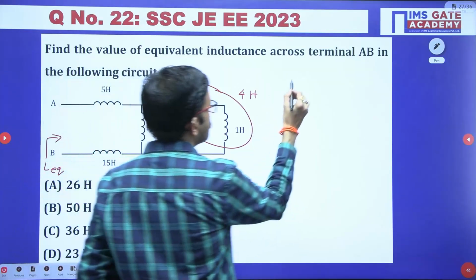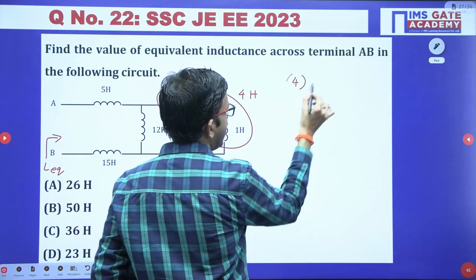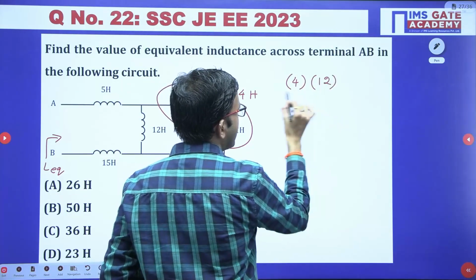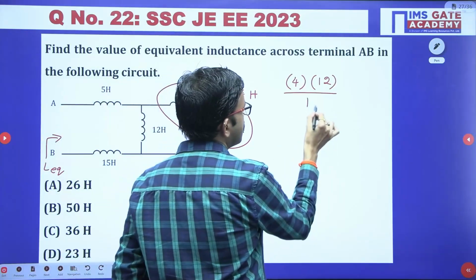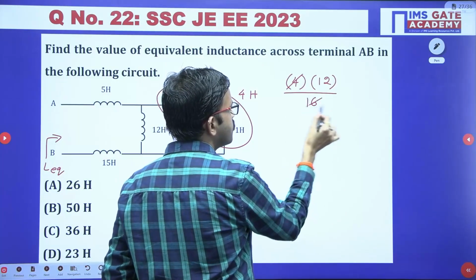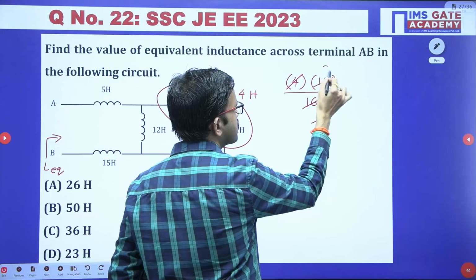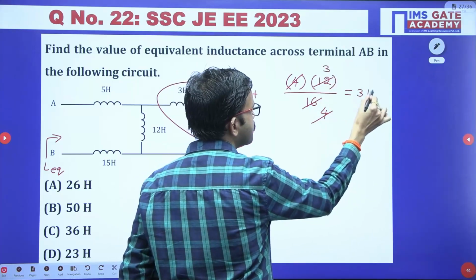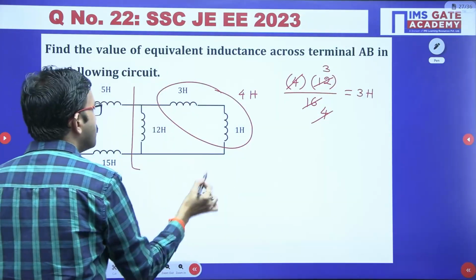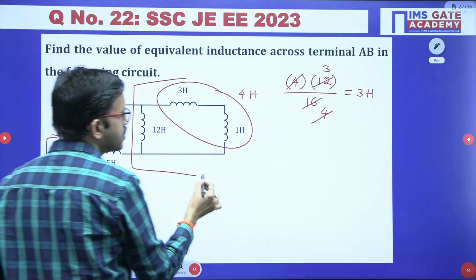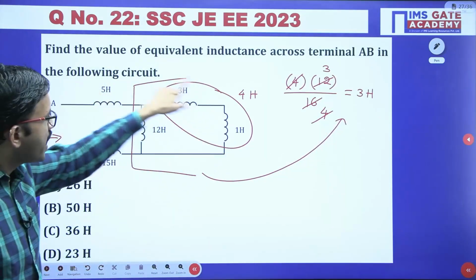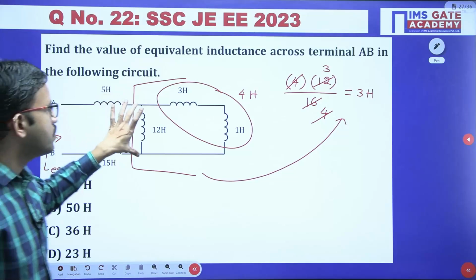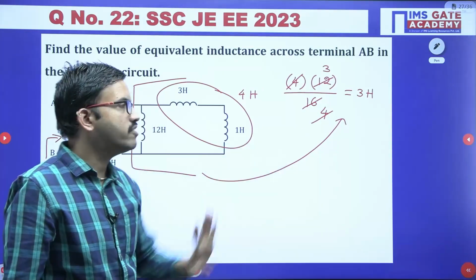Okay, so 4 Henry and 12 Henry both are connected in parallel. So L1 L2 divided by L1 plus L2. Here 4 times 12 divided by 16 gives 3. That means you are getting 3 Henry. So this entire combination to the right hand side you are getting 3 Henry. That means this entire configuration you have replaced with one inductor which is having the value 3 Henry.